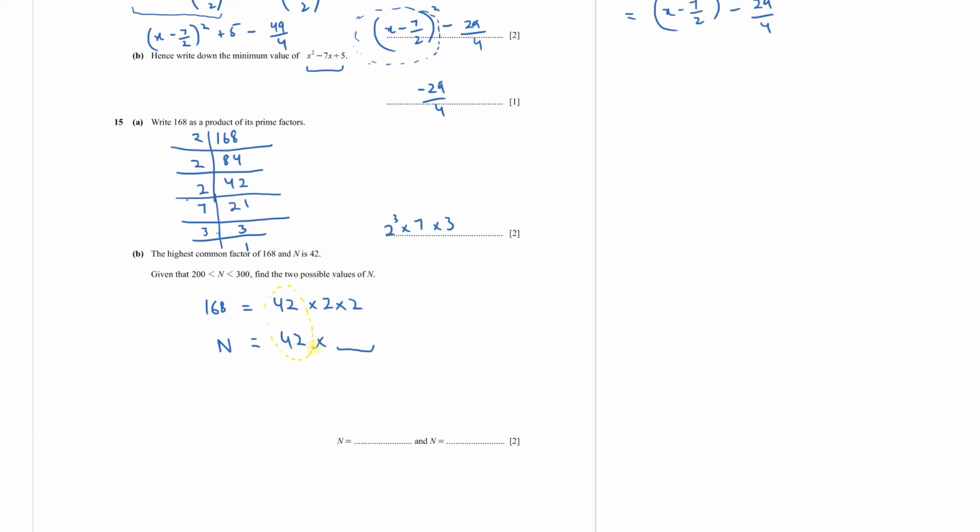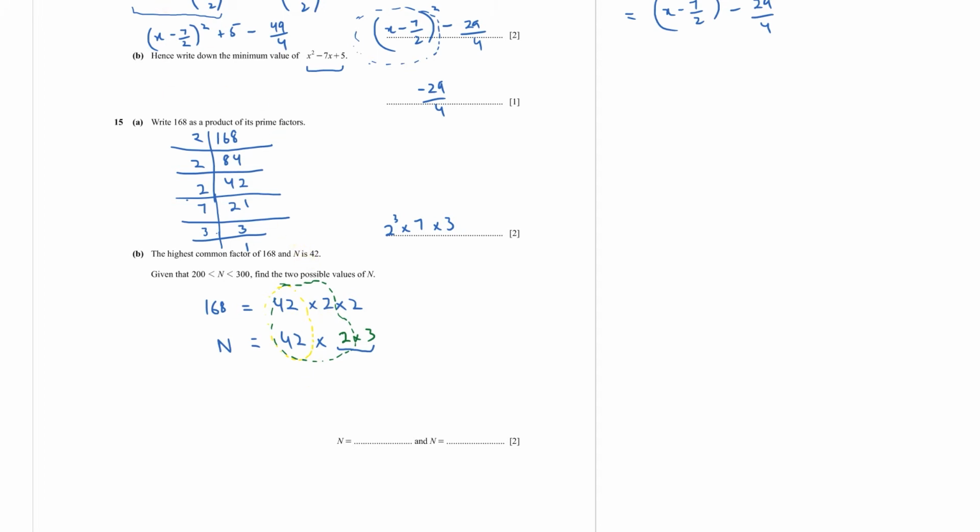Because right now, your highest common factor is this 42. But if I multiply 42 by, let's say, 6, which is 2 times 3, then your highest common factor is no longer 42. This 2 is also common between the two. So your highest common factor then becomes this 42 times 2, which is 84. So your HCF will change.